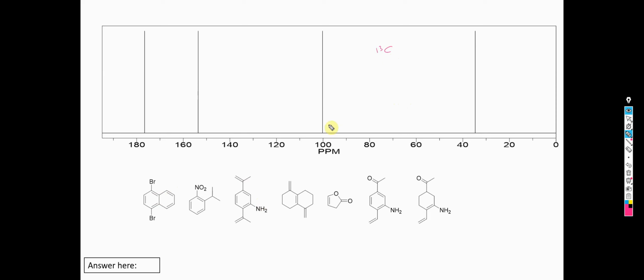You don't even have to start to think about what kind of carbons they are or what kind of functional groups you have in this molecule that have carbon, right? You just have to count the number of carbons. So 1, 2, 3, 4. There are 4 different distinct carbons in this molecule.